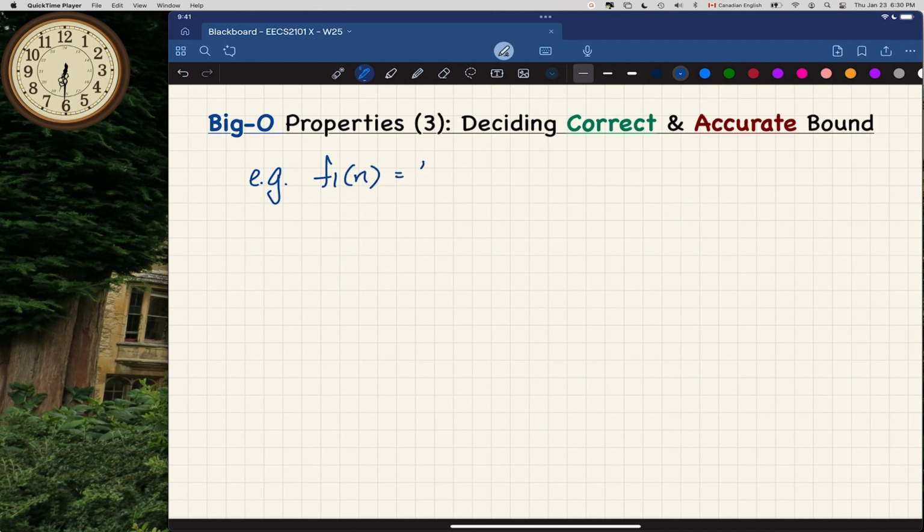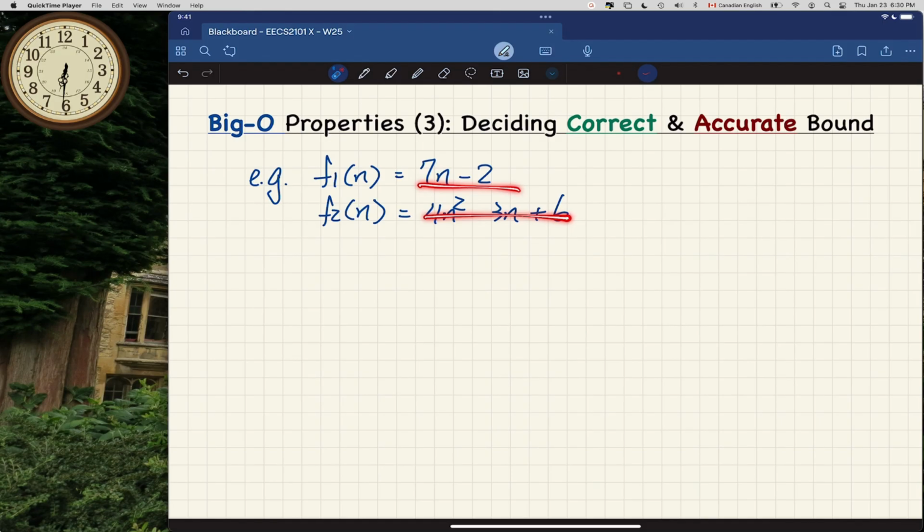Let's say that one is 7n minus 2. f2, runtime for algorithm number 2, is 4n squared minus 3n plus 6. Okay, like that. Let's now try to draw the families and then try to locate where these two functions are. And then I'll show you some sayings.